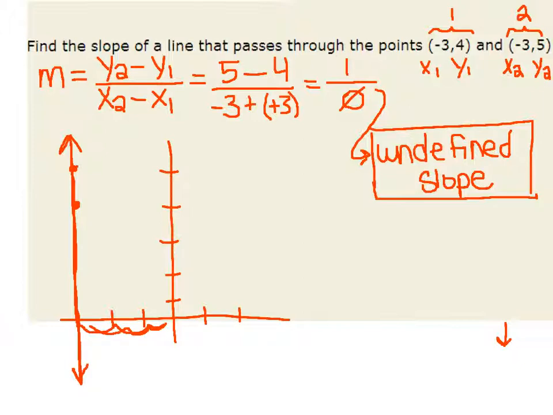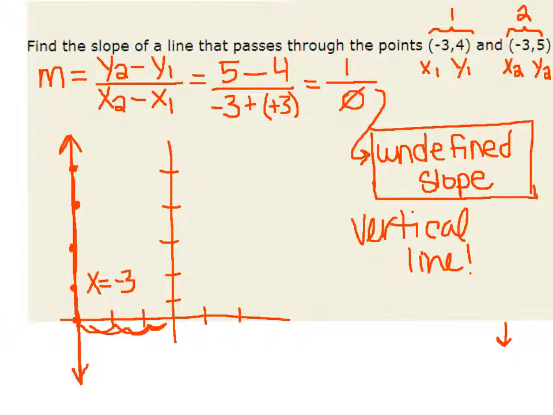That means at any point that we pick on this line, the x value will always be the same. The x value will always equal that -3. And that's okay. That's a perfectly legitimate line, but that's what it means to have an undefined slope. It means that you have a vertical line. So, undefined slope, perfectly okay answer. It's the one we figured out. We did it correctly. It means that we have a vertical line.